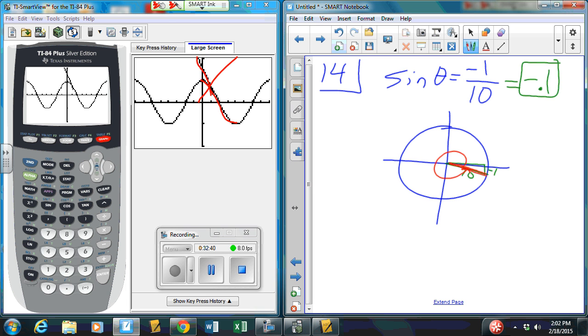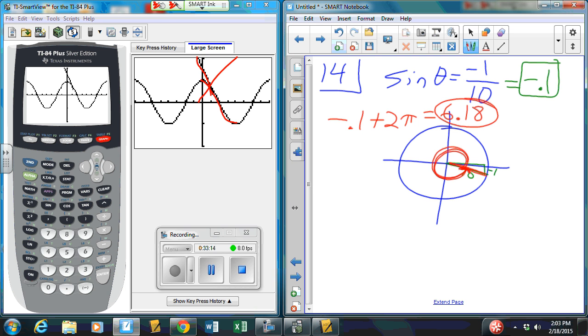Add 2 pi. Negative 0.1 plus 2 pi, because I've got to go all the way around the circle from there. Remember, guys, coterminal angles differ by 2 pi. One full rotation, so 2 pi. So I add 2 pi. I'm going to get this angle right here. What is it? 6.18. There's one of my angles. So I have to go clear around the circle back to 6.18.